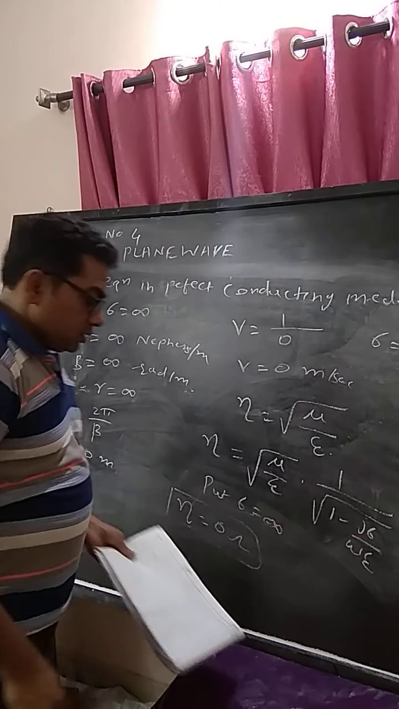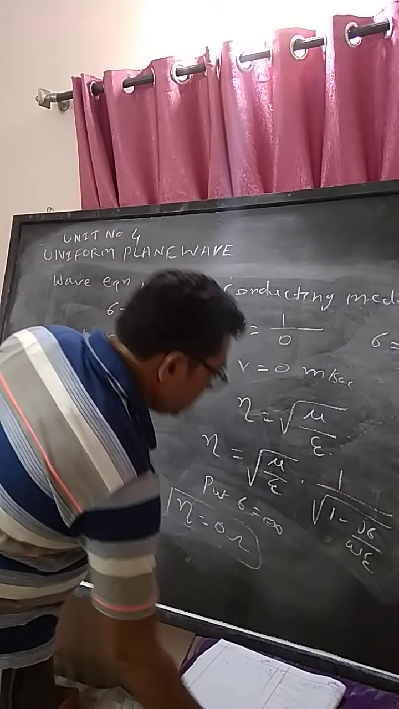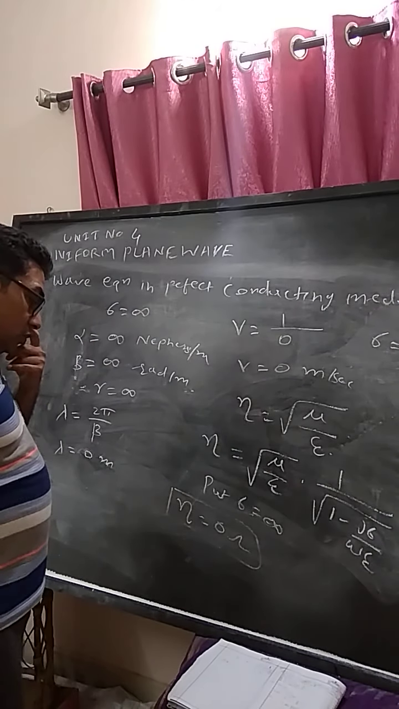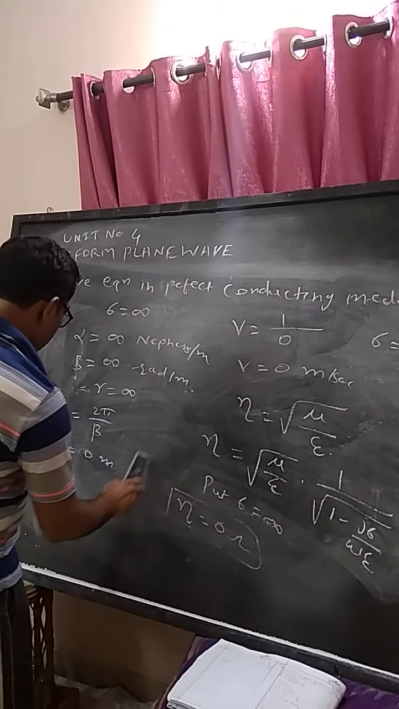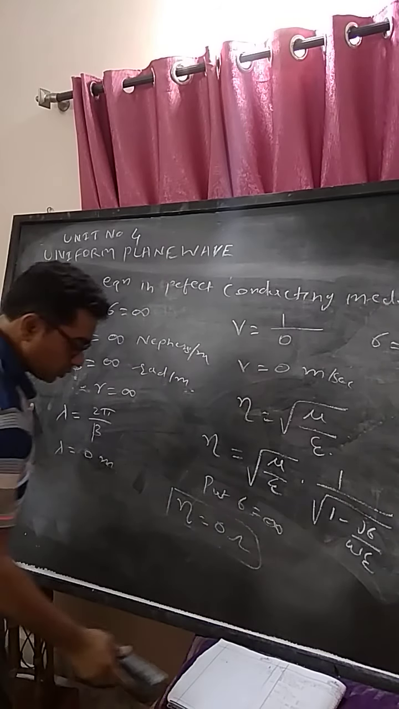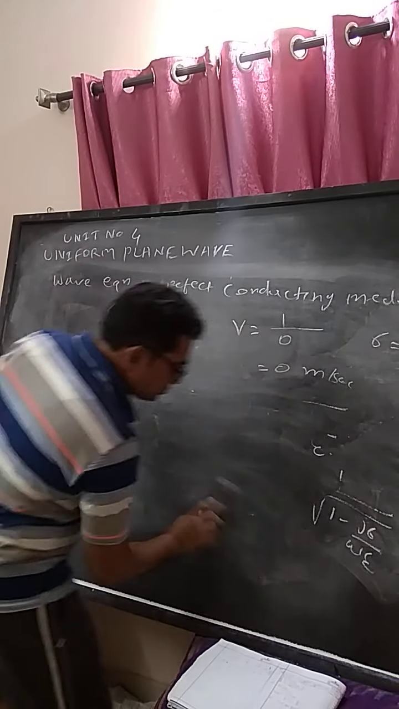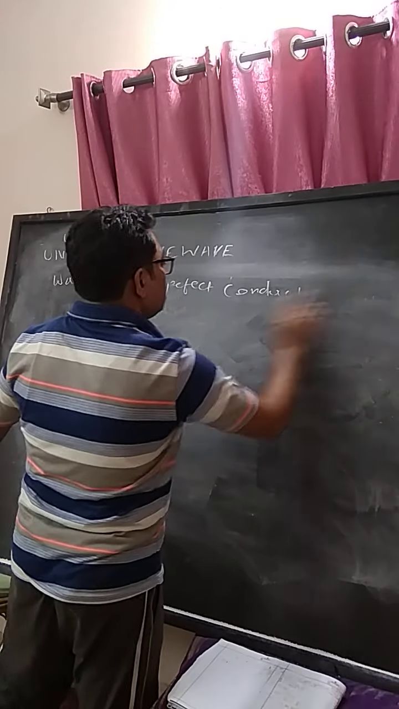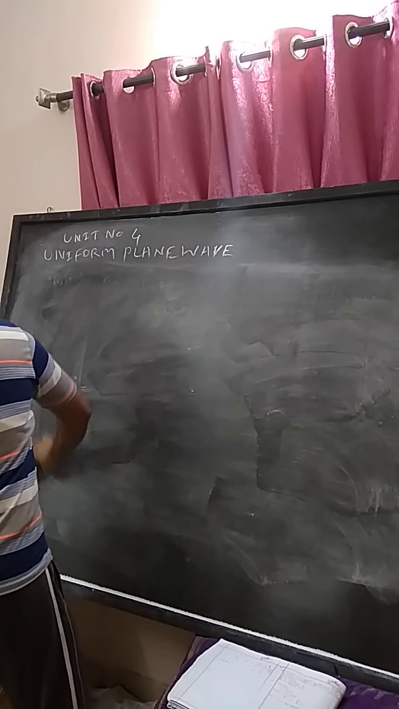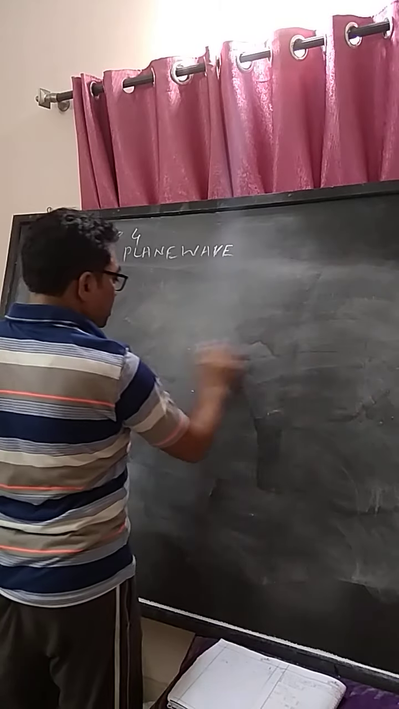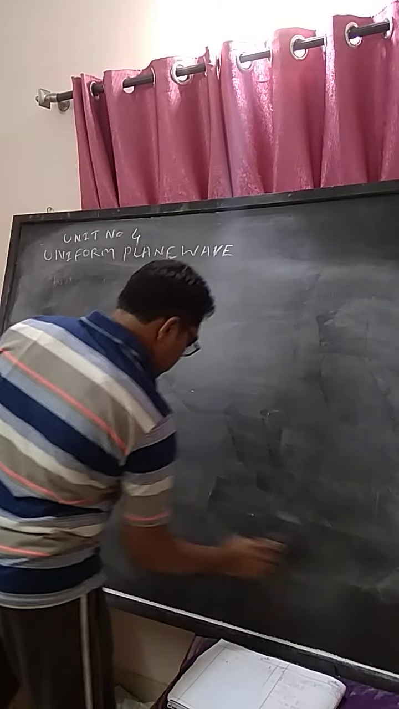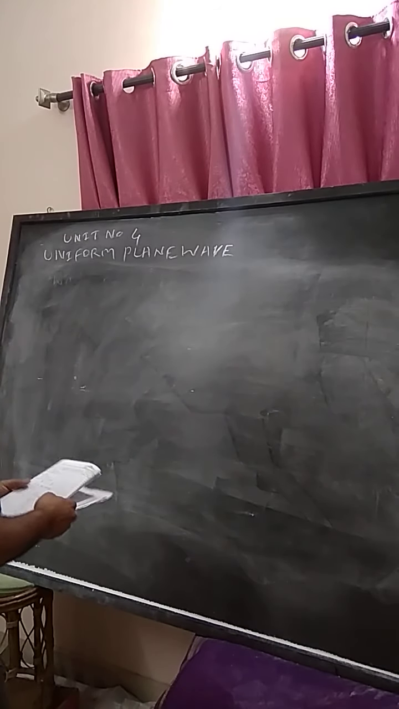So these are all the relations we have seen in the class. I have just taken this revision to continue with the further topic of this unit number 4. Now coming to the problems based on this unit, which we have not covered in the class. Now the first problem.